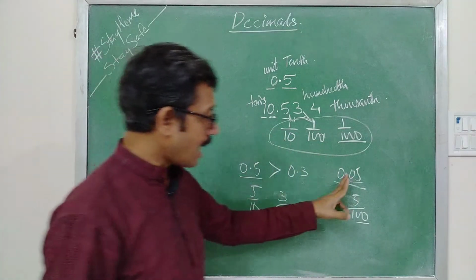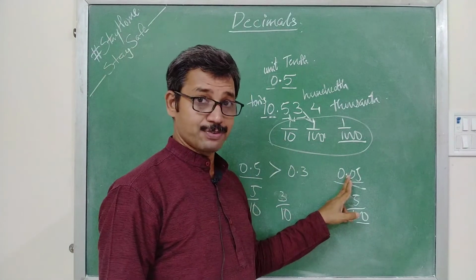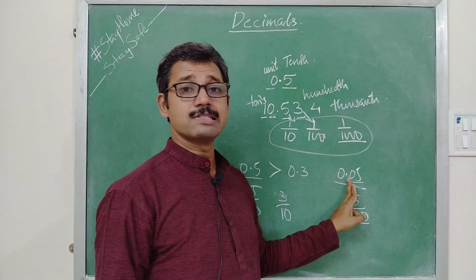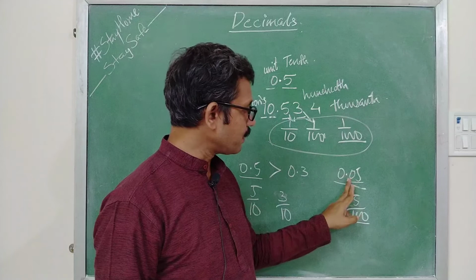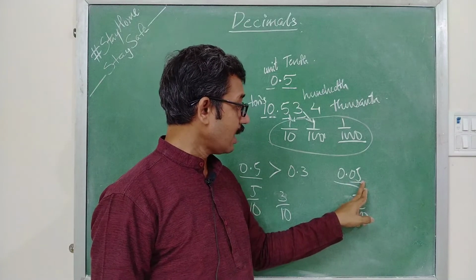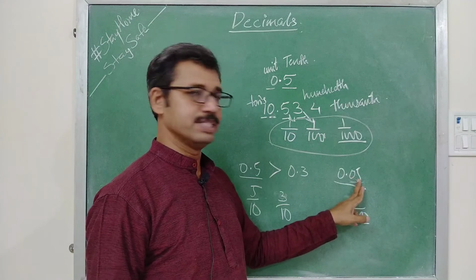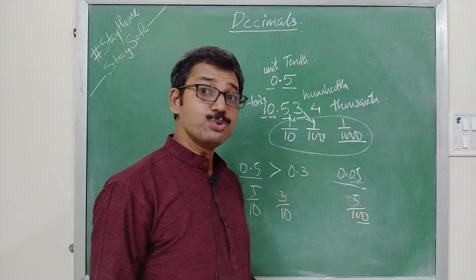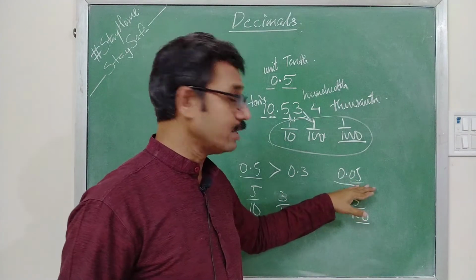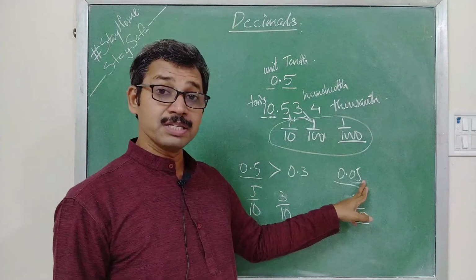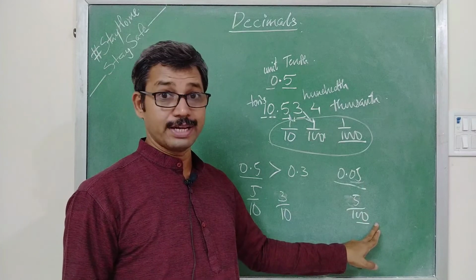After the decimal point, on the right hand side, how many digits are there, that you count. 1, 2 digits are there. Understand? If 2 digits, it means upon 1 with 2 zeros, that is 100. Now 3 digits means 1 with 3 zeros, that is 1000.